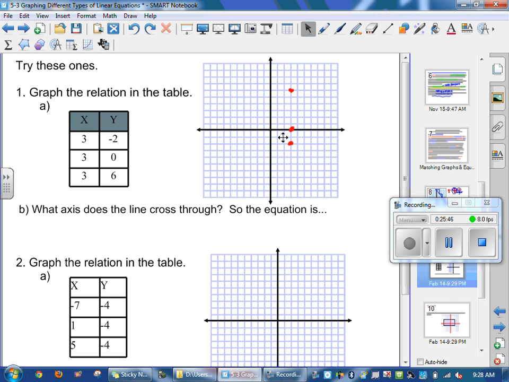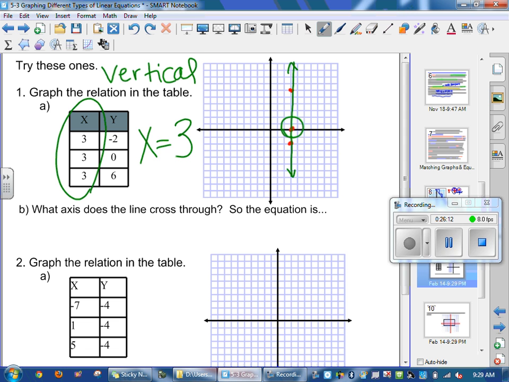So far we've only been dealing with diagonal lines. So if that's a vertical line, what number does it touch on the x-axis? 3. What number do they only use for x? 3. So we call this an x equals 3 graph. Okay, vertical graphs are going to be x equals 3. All vertical graphs have to be x equals something. Always, always. Not just x equals 3, but x equals a number.